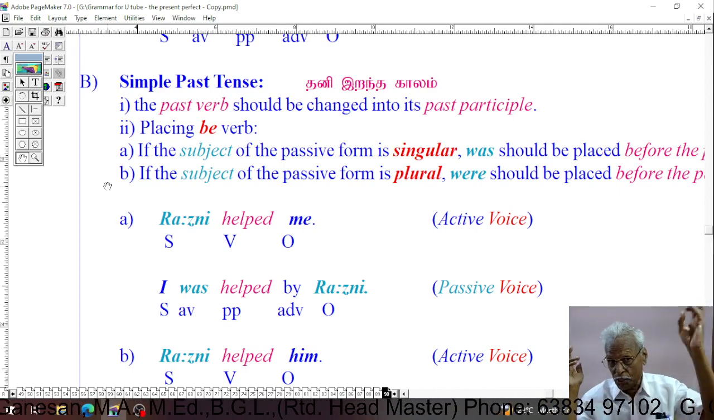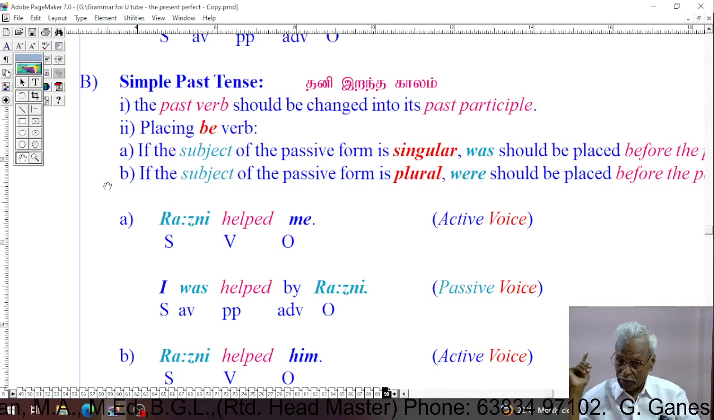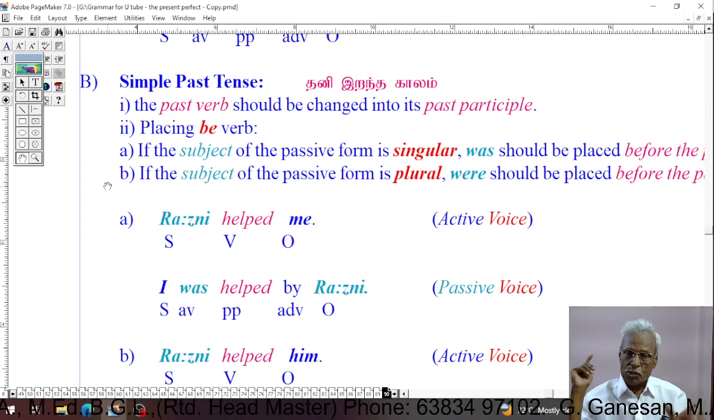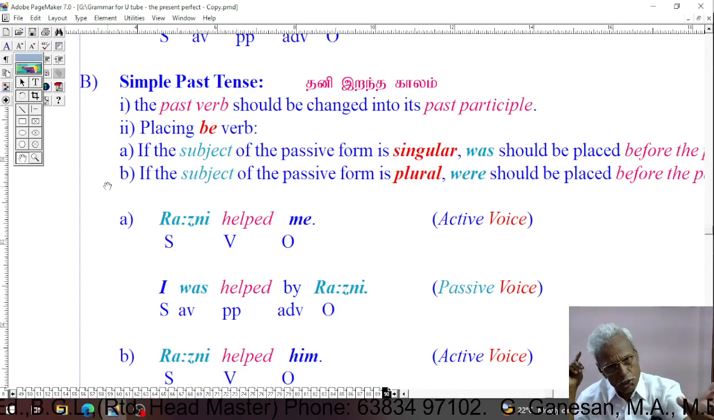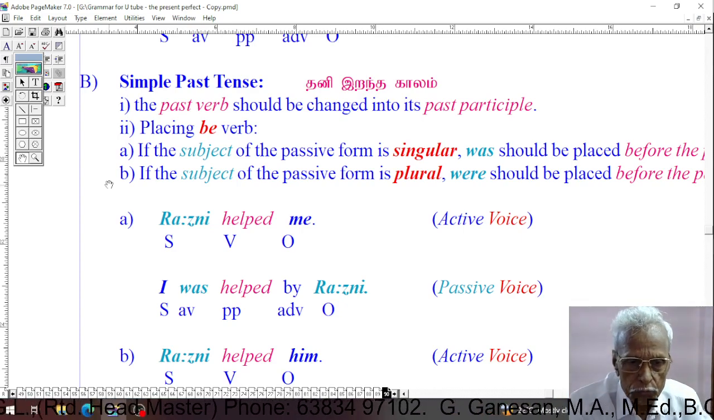In simple present tense, am, is, are. But in simple past, was, were. Singular was, plural were. That's all. You see?